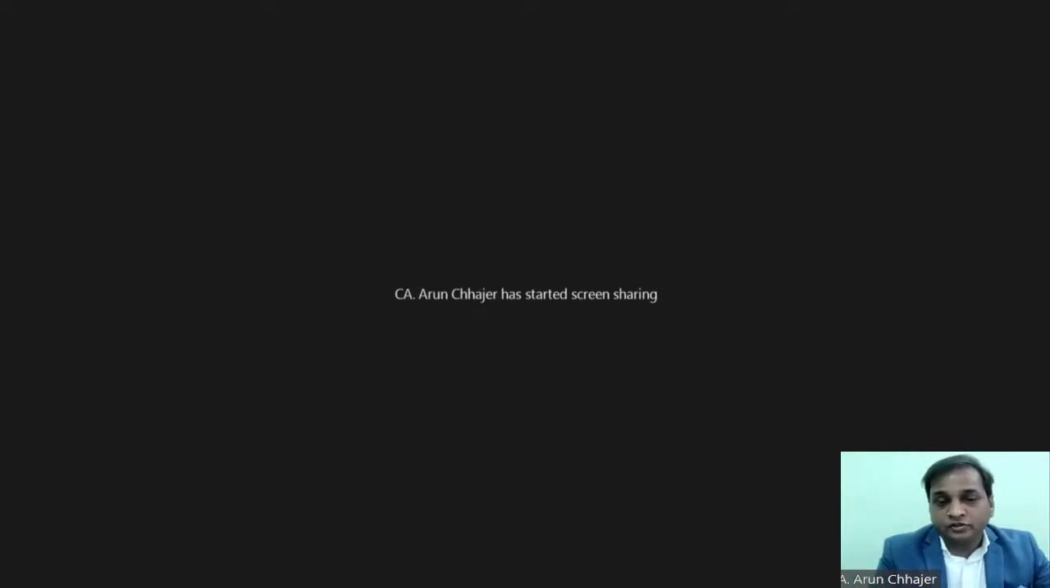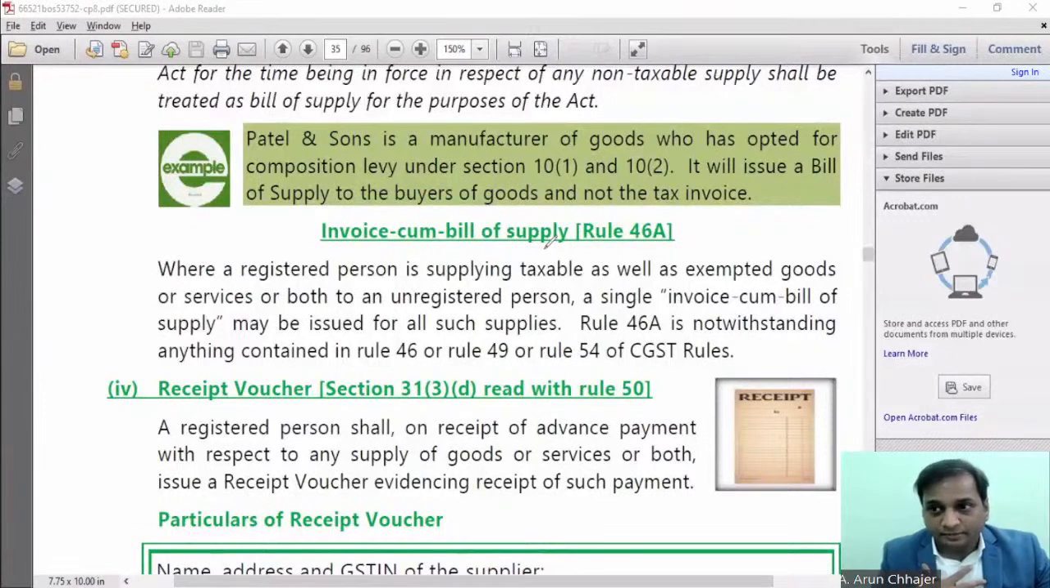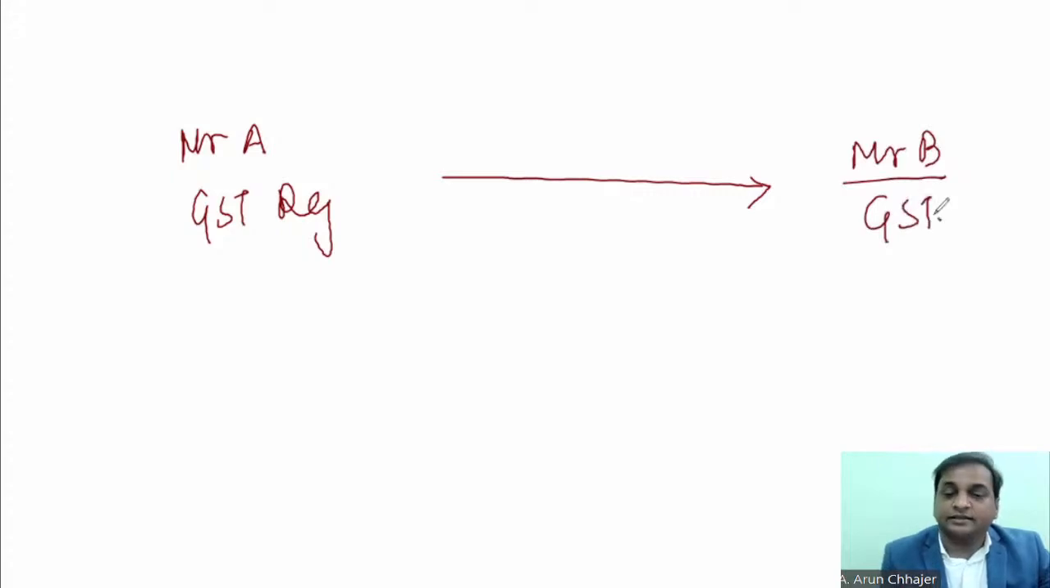Now we are talking about Rule 46A. Try to understand the combination of both. I am a registered person and I am making the supply of a taxable item as well as an exempted item in a single transaction. Mr. A is registered in GST and is making the supply to Mr. B, again registered in GST.